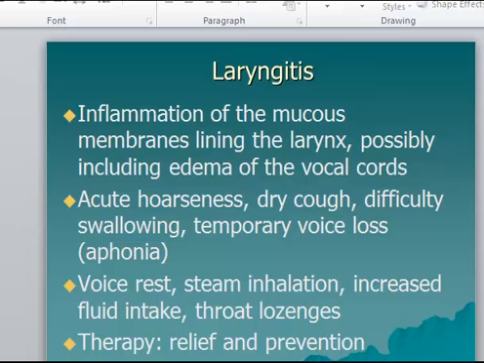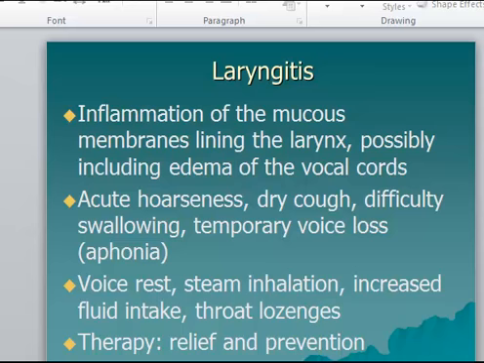Okay, we're going to continue with laryngitis. This is inflammation of the mucous membranes lining the larynx, and it may or may not include swelling of the vocal cords. Usually laryngitis is seen with other manifestations of other problems such as throat or lung cancer.